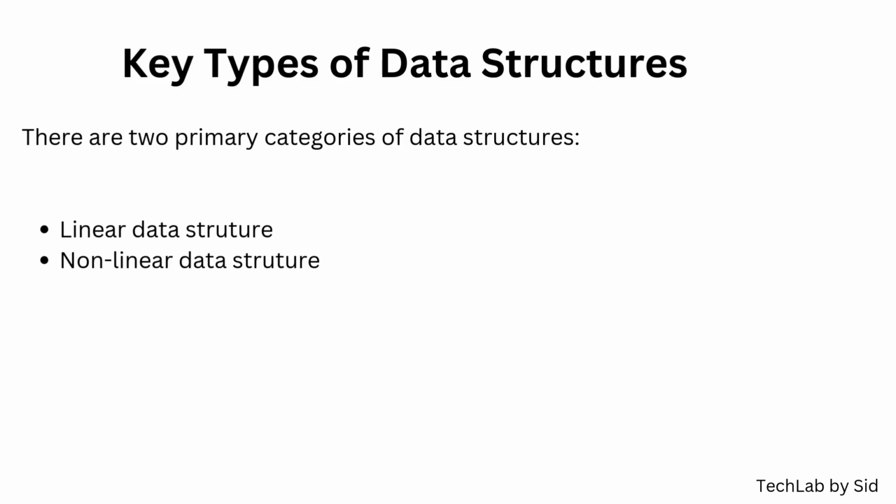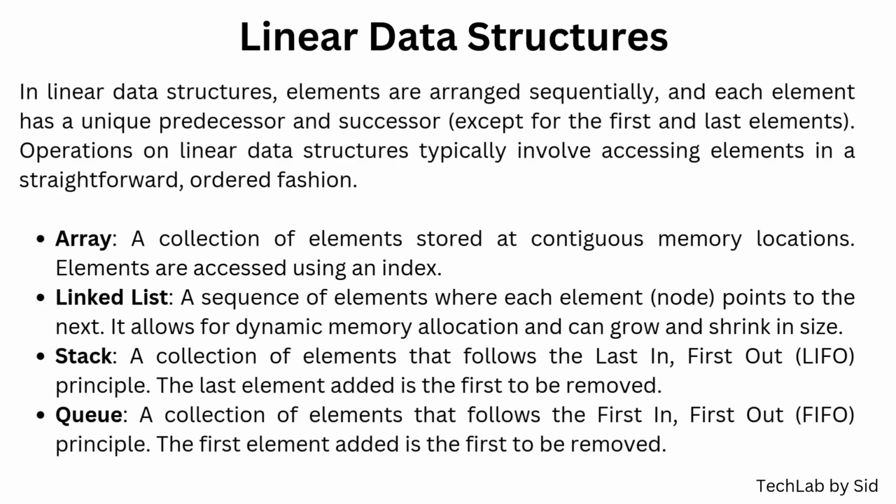Key types of data structures. There are two primary categories of data structures. Linear data structures. In linear data structures, elements are arranged sequentially, and each element has a unique predecessor and successor, except for the first and last elements. Operations on linear data structures typically involve accessing elements in a straightforward, ordered fashion.